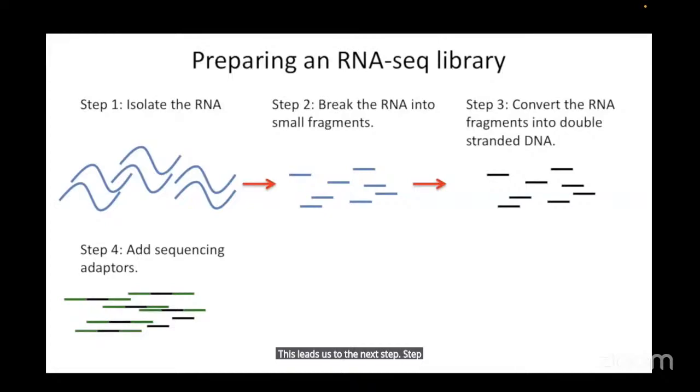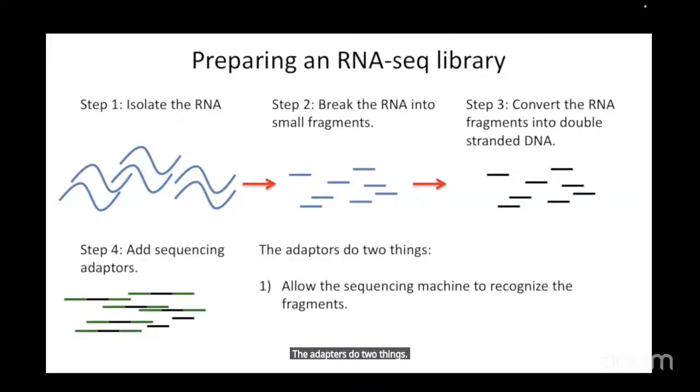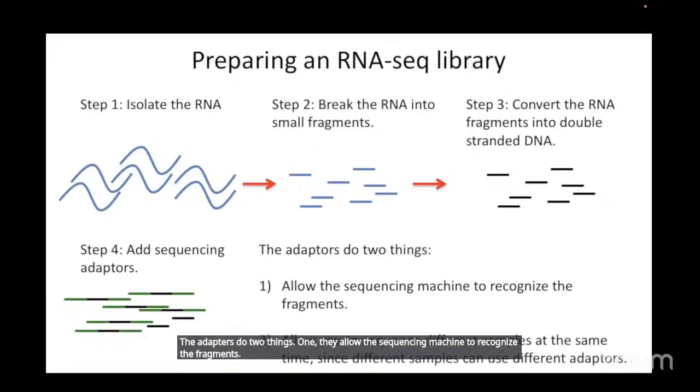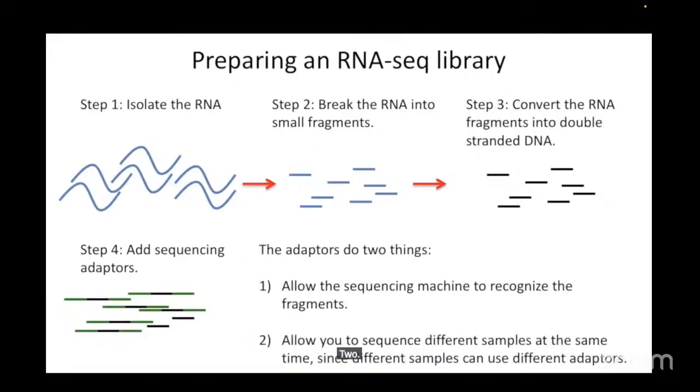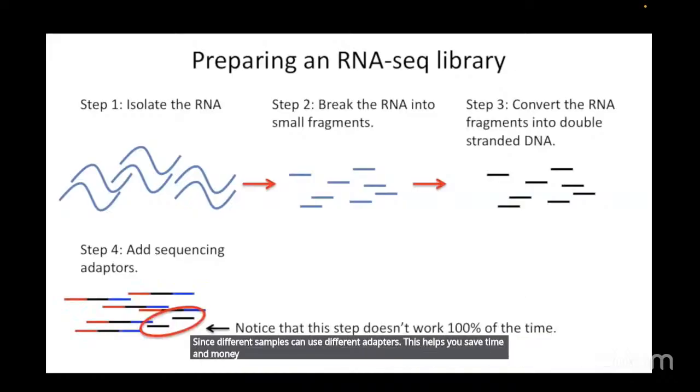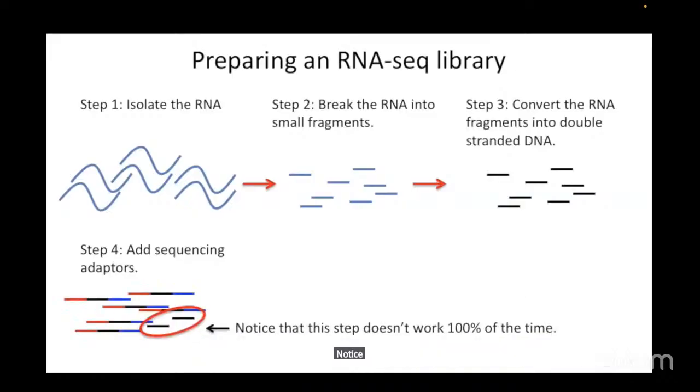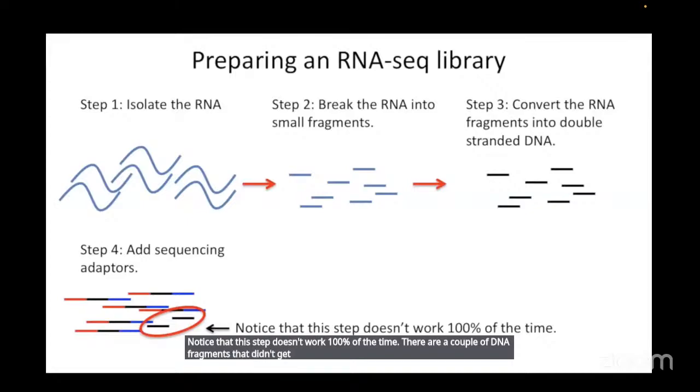Step 4, add sequencing adapters. The adapters do two things. One, they allow the sequencing machine to recognize the fragments. Two, they allow you to sequence different samples at the same time, since different samples can use different adapters. This helps you save time and money. Notice that this step doesn't work 100% of the time. There are a couple of DNA fragments that didn't get sequencing adapters.